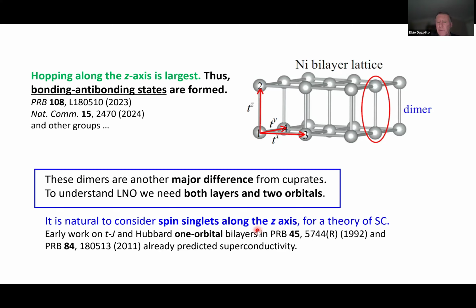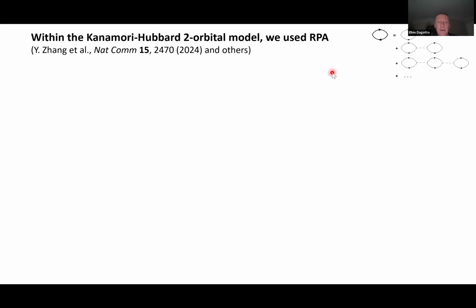But from the perspective of a one orbital system, myself and collaborators studied bilayers in the t-J model, and Thomas Maier in the one orbital Hubbard model, and we already noticed that there are circumstances in the modeling that lead to Cooper pairs along the z-axis, along this location of the dimers. So this appears to be an important part of the framework. Okay, but what we really did early on, and many other groups did the same, is we studied this Kanamori-Hubbard model. Kanamori-Hubbard model is the Hubbard model supplemented by the Hund coupling.